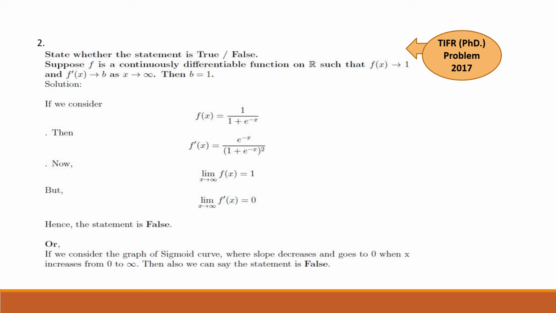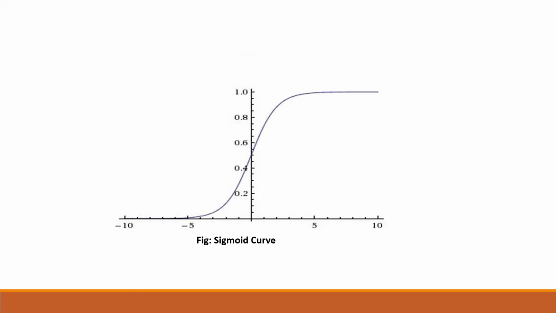Or you may consider the sigmoid curve. Look at the curve here. This is your sigmoid curve, 1 by 1 plus e to the power minus x. So consider the slope here. Now look at the right hand side part. Here the slope decreases when x goes to infinity from 0. So from this graph also you can say f dash x goes to 0 but does not go to 1. So that's why the statement here is false.